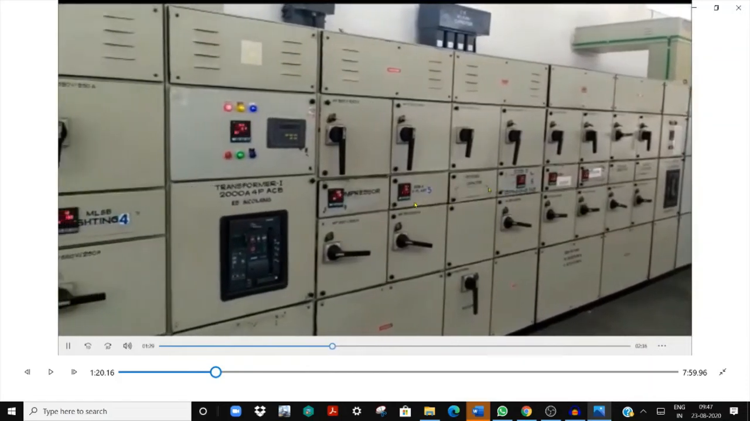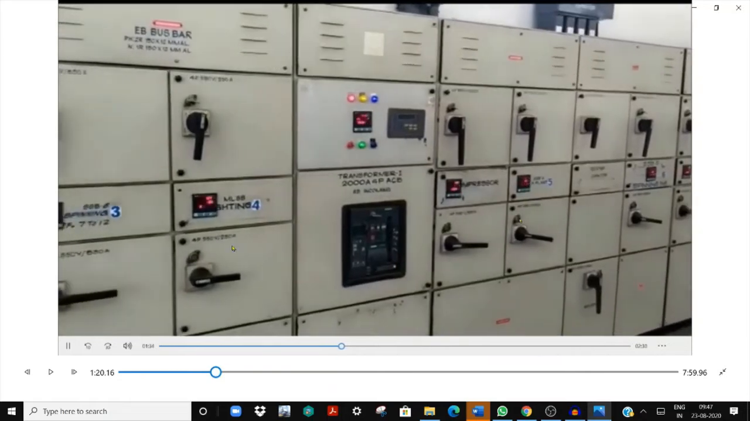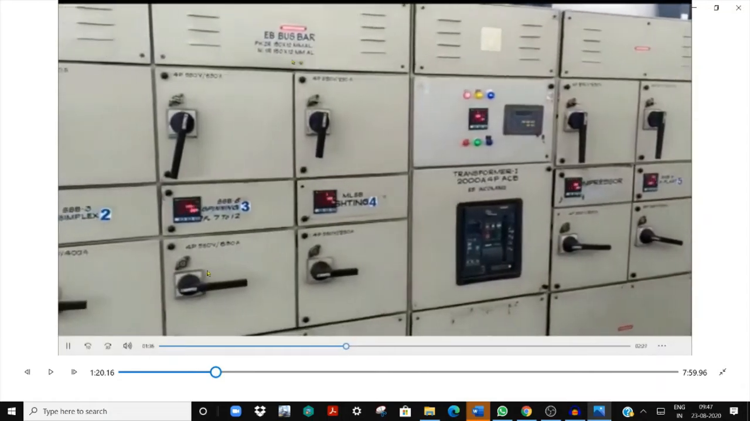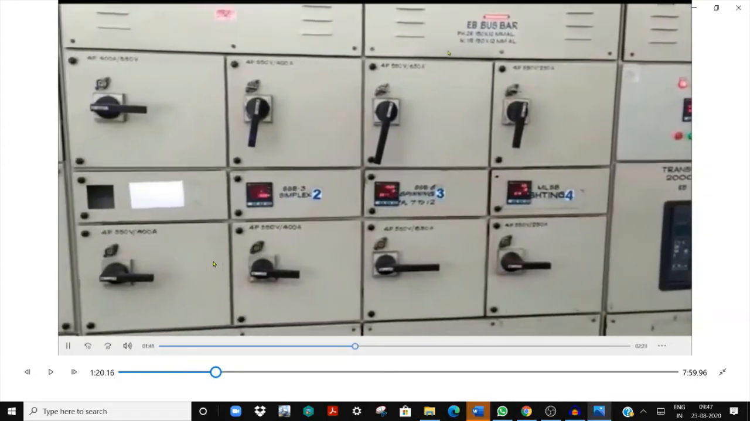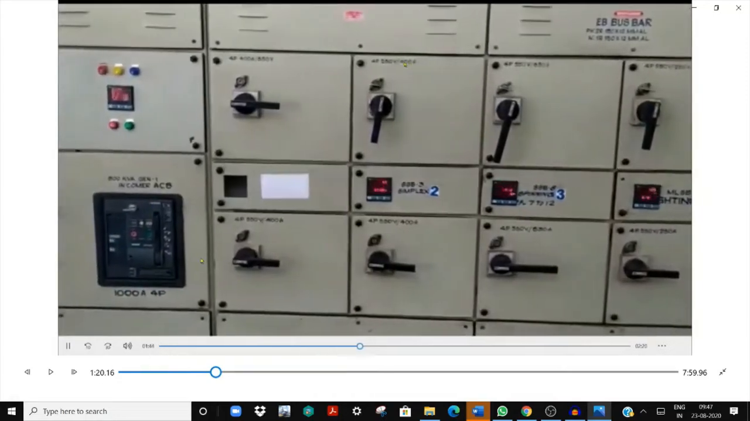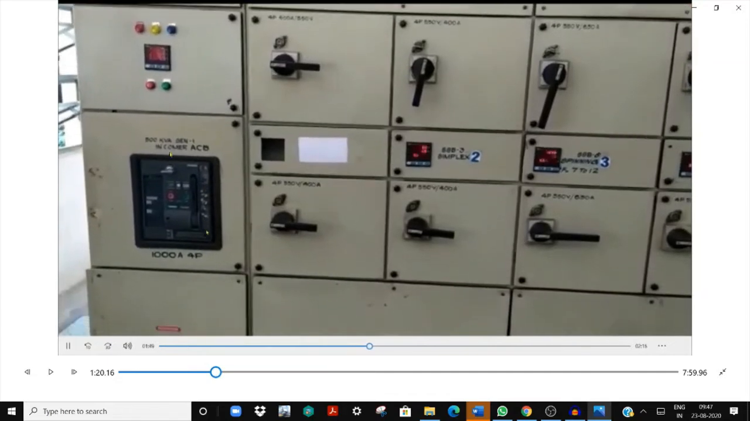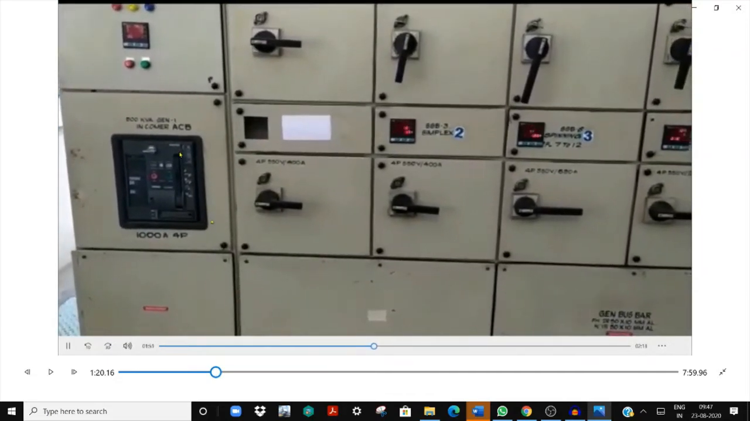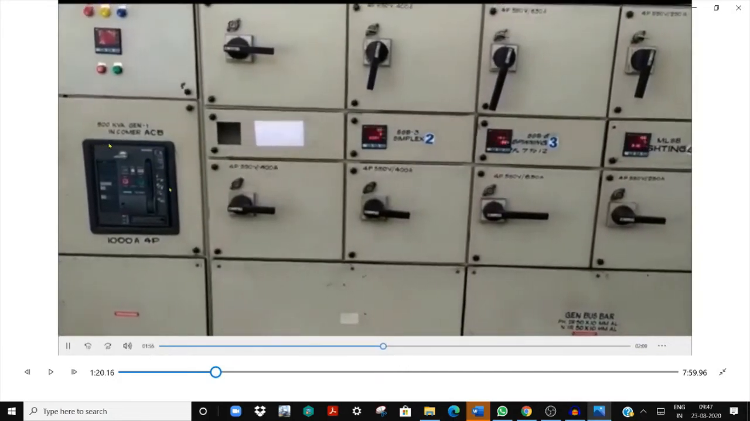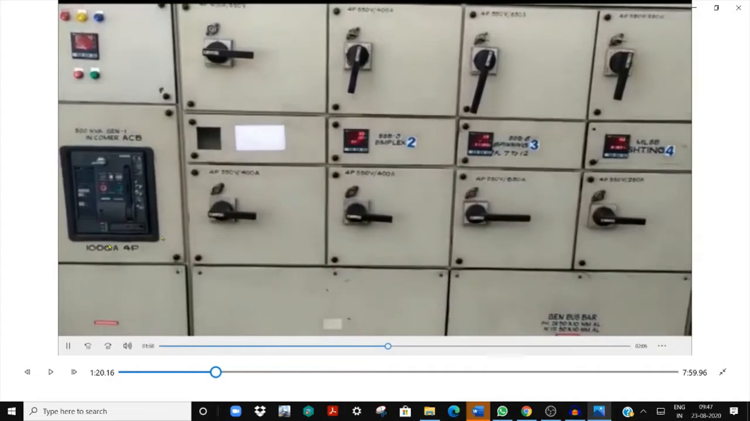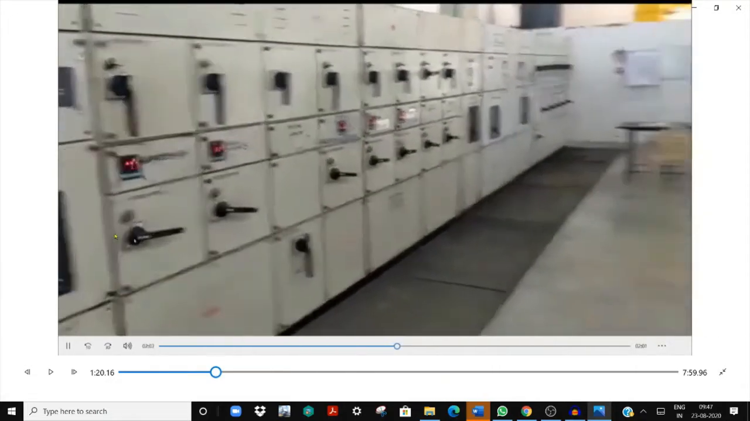Coming back here, these are all 4 pole changeovers, each with around 400 amps breaking capacity. And if you come to this corner, this is the incomer circuit breaker of genset 1. This powerhouse has two gensets, genset 1 and genset 2, each with 500 kVA capacity, and the breaking capacity is 1000 amps. So these are all merged with transformer 1.